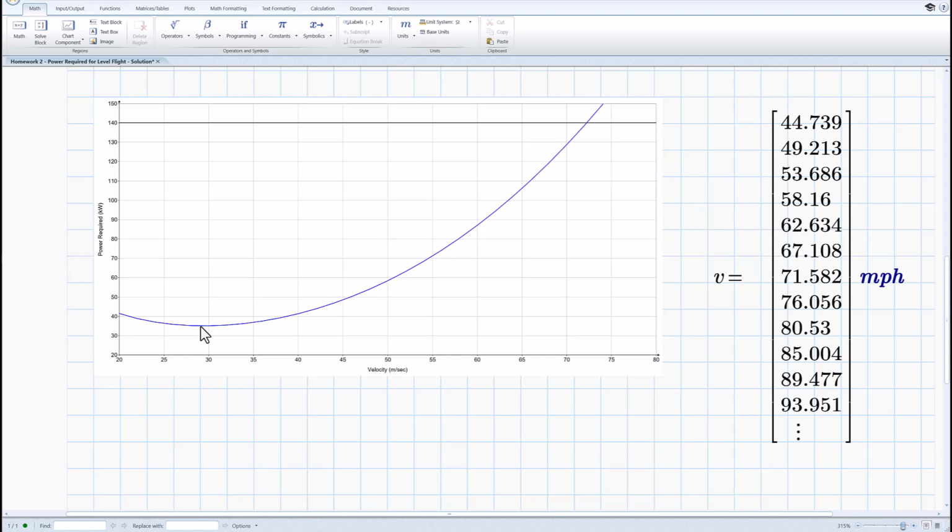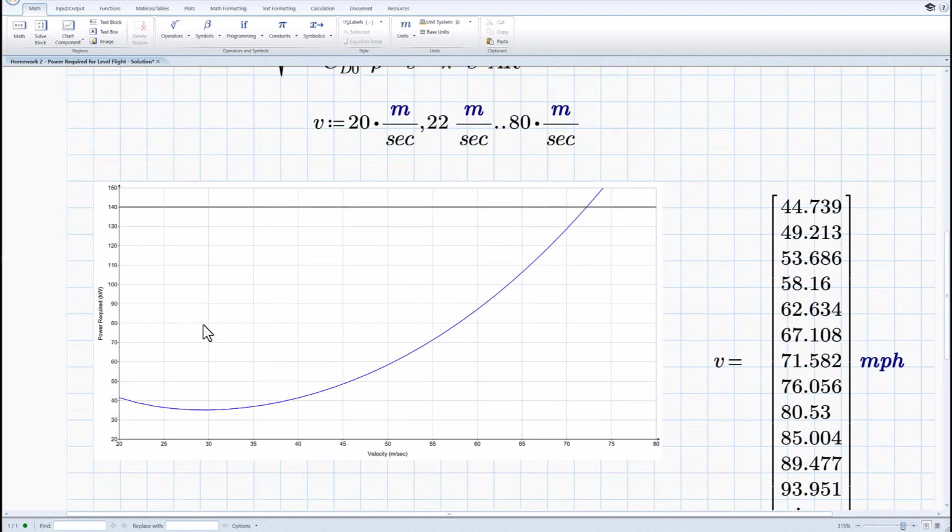Or if you want to maximize the climb rate, you want to maximize the amount of power you have left over from that required to fly. Well, that happens right here. So given the numbers I have here, the maximum predicted climb rate would happen at 29 meters a second, because that's the speed at which there's the most power left over from the engine.